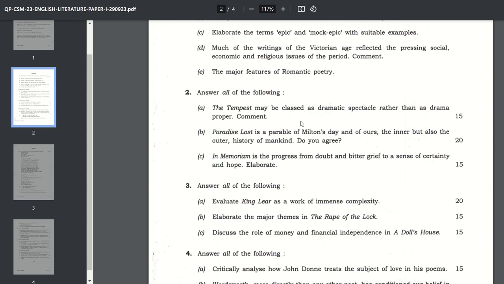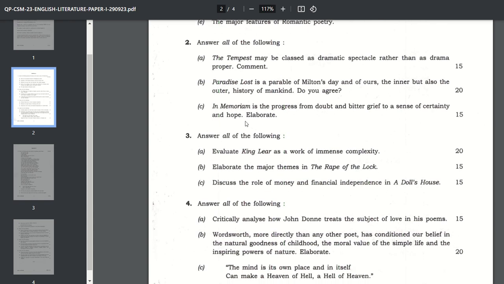And the rest of the questions are asked from the works mentioned in section A of the syllabus. You have The Tempest, you have Paradise Lost, and In Memoriam. So whichever set of questions you find comfortable, you can attempt it. Like if in question number 2 you're finding The Tempest, and you do not have adequate knowledge of it, then you attempt the other set. You cannot attempt one question from here and one question from there. You choose one set, and you have to attempt all 3 questions from the same set.